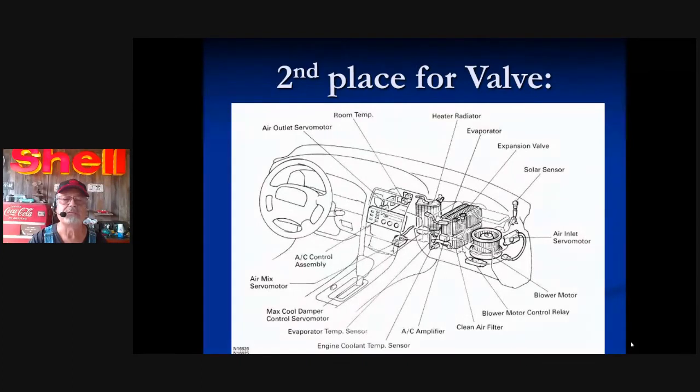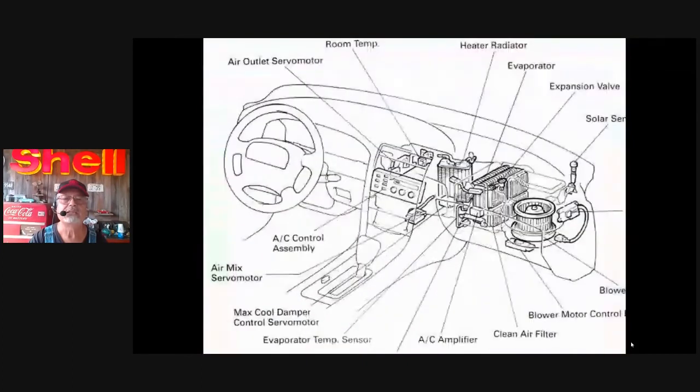The second place for the valve to be located is in the dash. Over there. Look at the pointer. Do I have a pointer? Over here at the expansion valve. And the evaporator is behind the glove box. That's a very common place to put the evaporator. And in some cases, the expansion valve is located there.